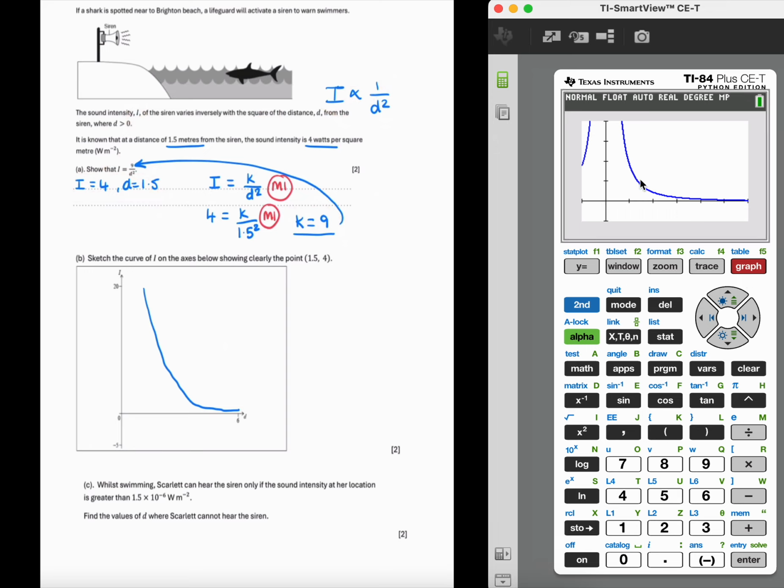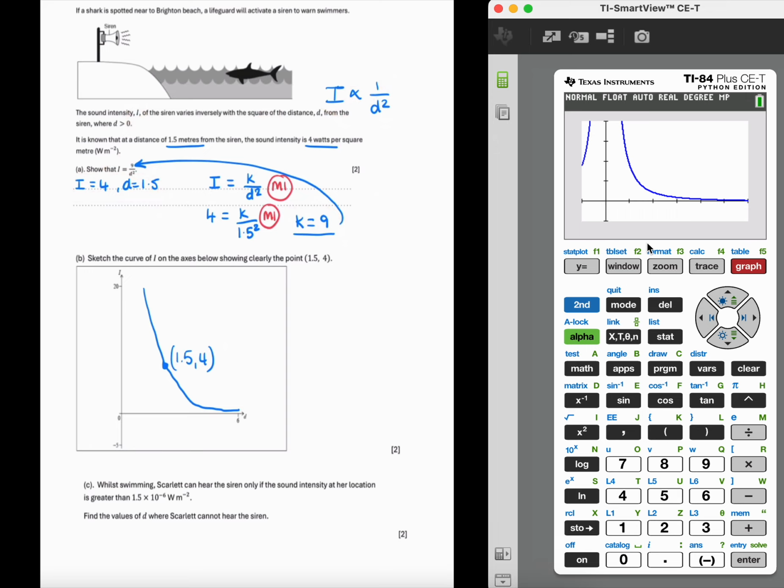And I need to label on the point 1.54. So 1.54 would be somewhere around here, and you can label that point on. And then for part C, it says, while swimming, Scarlett can hear the siren only if the sound intensity at her location is greater than 1.5 times 10 to the -6. Find the values of D where they cannot hear the siren.